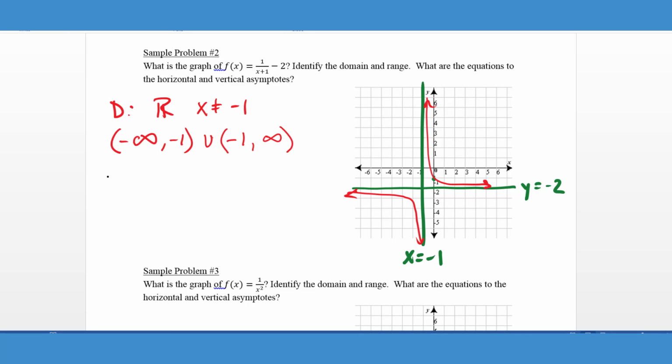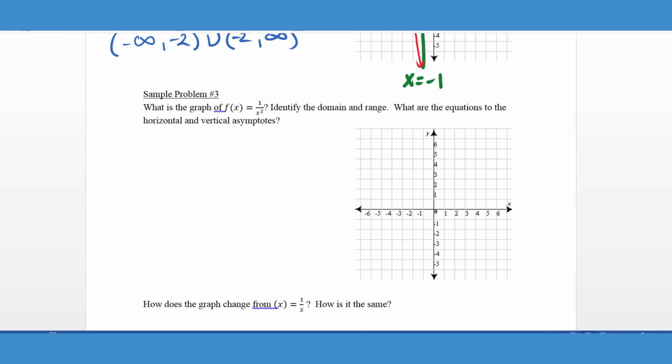And then the range would not be altogether too different. We're going to have all real numbers, except this time y cannot equal negative 2. And so you can see the asymptote really dictates to us the values that are excluded from the domain and the range. And again, if I wanted to write that in interval notation, you would see it like that. And of course, the horizontal and vertical asymptotes, we've got that already. So let's take a look at sample problem number 3.